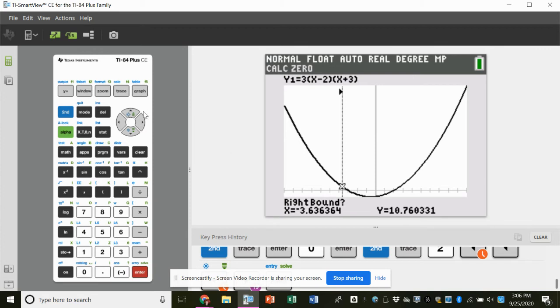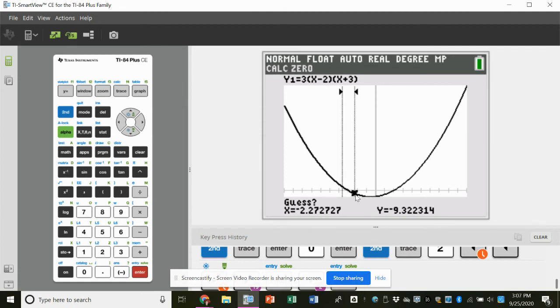And then it's going to ask for a right bound, and we're just moving that spider somewhere to the right of that root. And then we could take a guess, but we don't have to. So we can just hit enter, and it will tell us that our 0 is at -3. It only tells us 1 0 at a time. So that's the left 0.